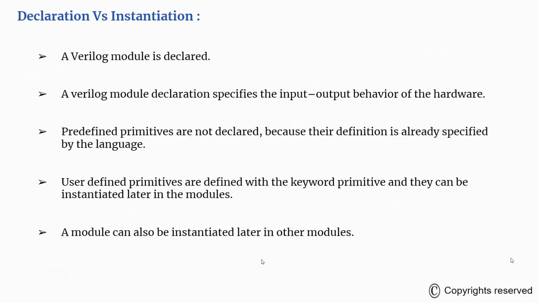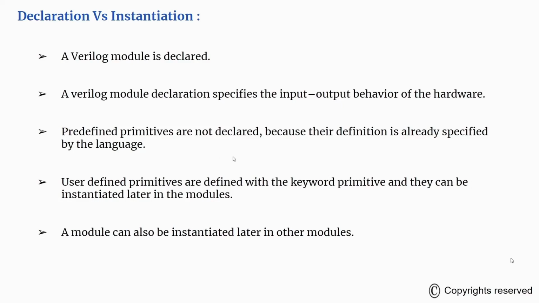It is also important to understand the difference between declaration and instantiation. A Verilog module is declared. In declaration, we specify the input-output behavior of the hardware. Predefined primitives like AND gate, OR gate, NOR gate are not declared. They are instantiated. We declare whenever we have to specify the input-output behavior. But for already defined gates, their input-output behavior is already specified by the language, so we don't declare them again. We instantiate them, as in we use those gates. That is what is called instantiation.